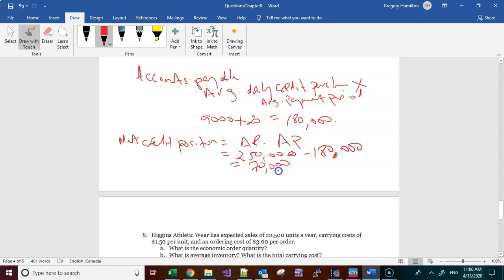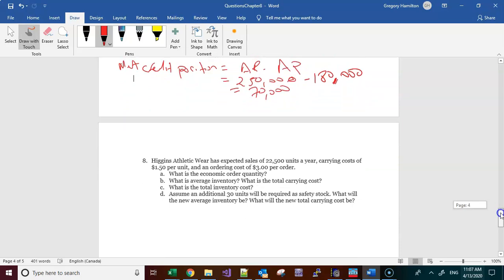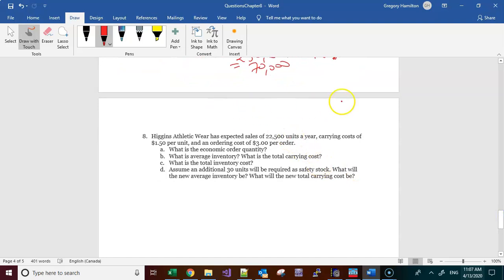So it means that this company is a net lender, right? It's not a net receiver of credit, it's a net lender. It offers credit because it has a positive position, because AR is greater than AP. So this company is providing more in terms of loans to customers than it's actually receiving from its vendors. All right, so let's continue with the question by working B.